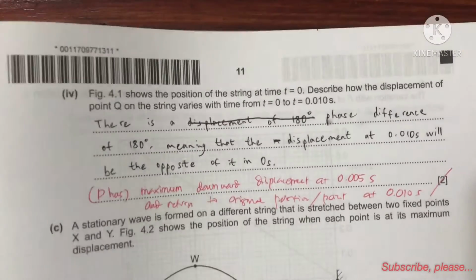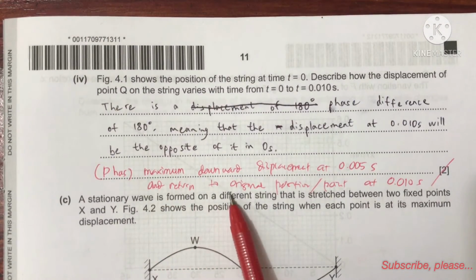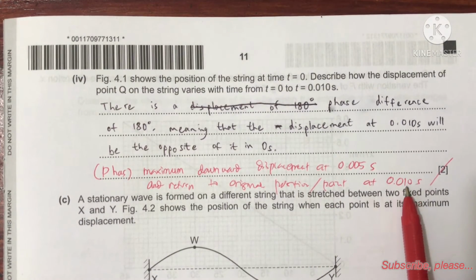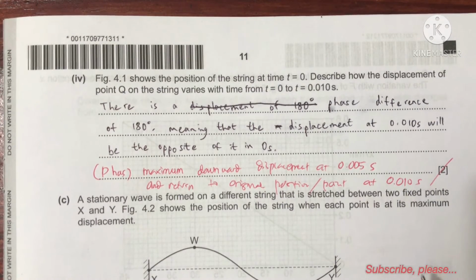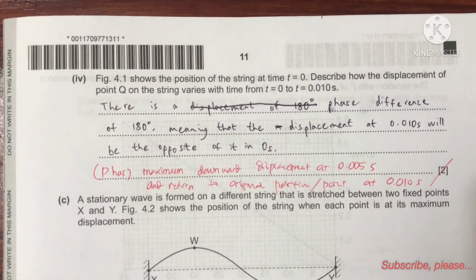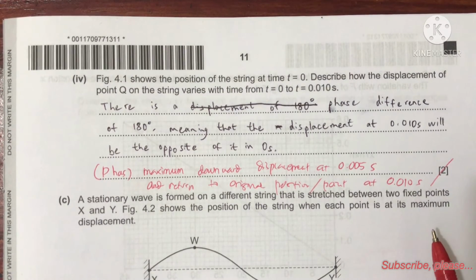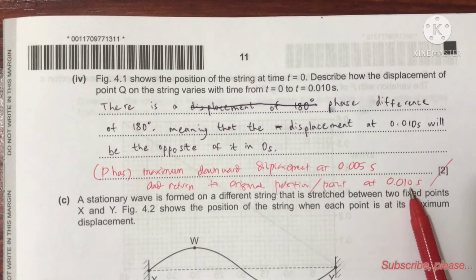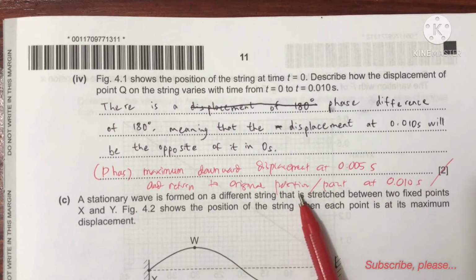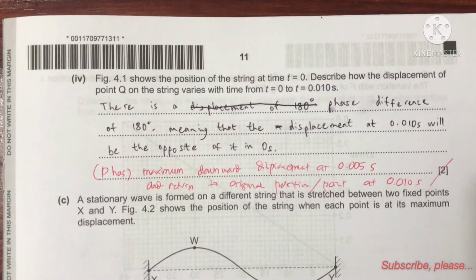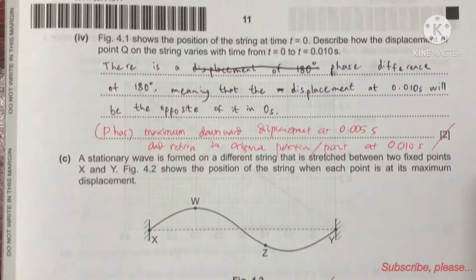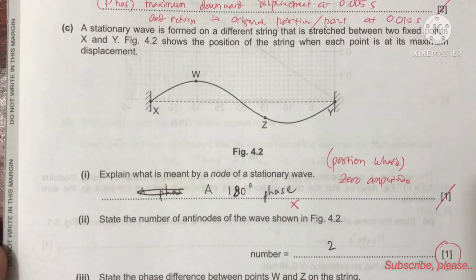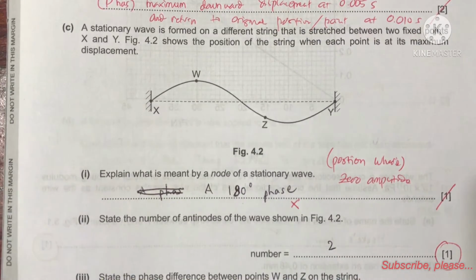I read here, it returns to the original position at 0.10. Because when they get to the original position, this is something with a half of the period. Period is 0.02, and a half of 0.02 equals 0.01. And then it returns to the original position. Okay, I hope you understand. If you don't understand about this, please give a comment in the comment box.